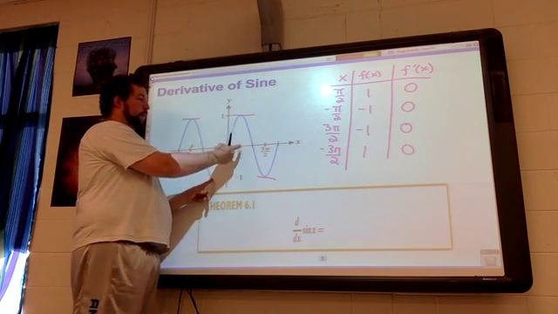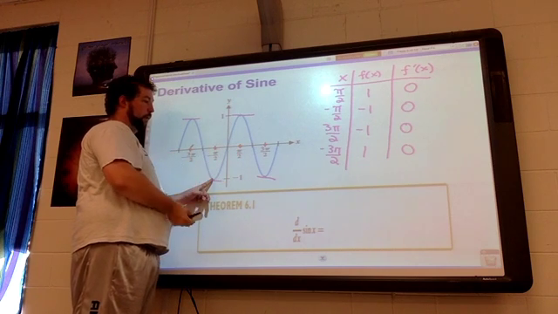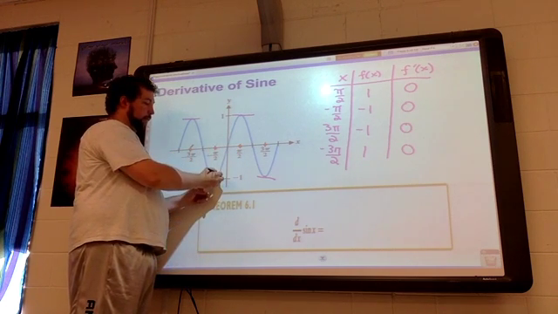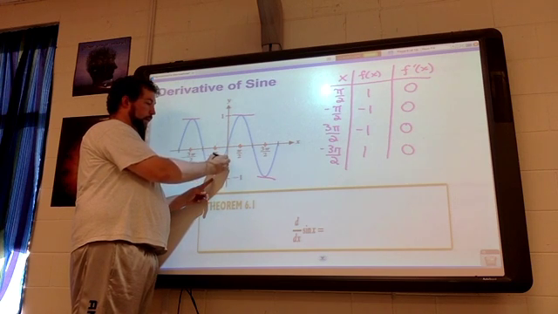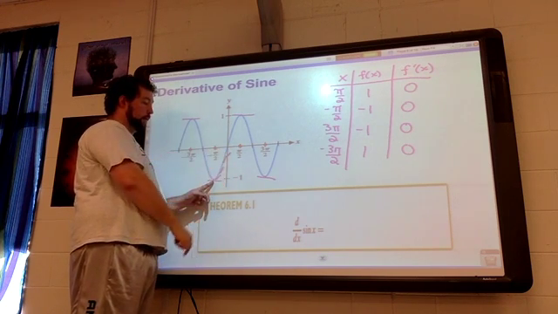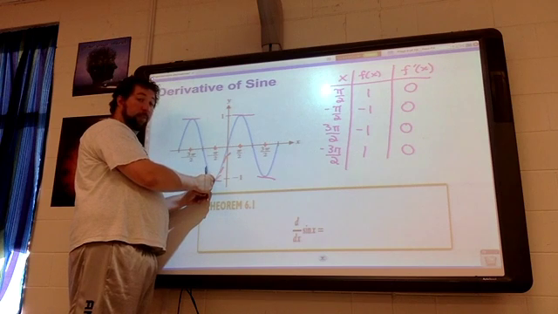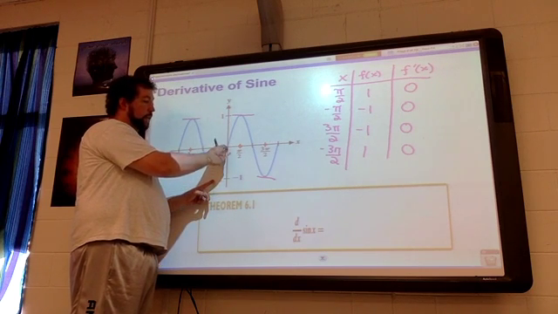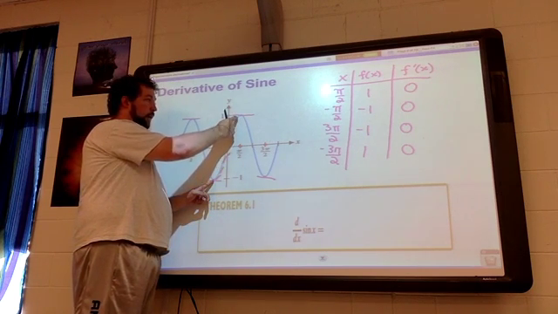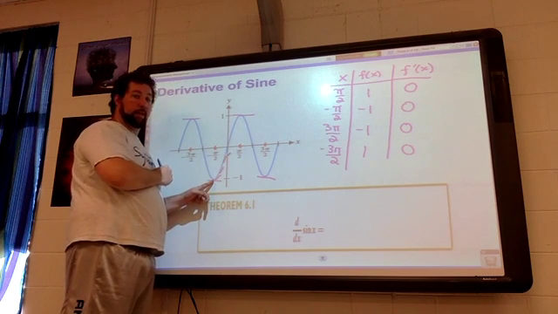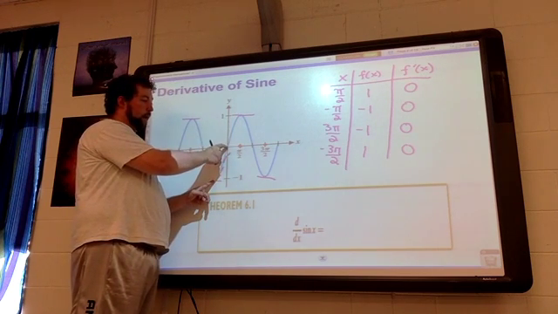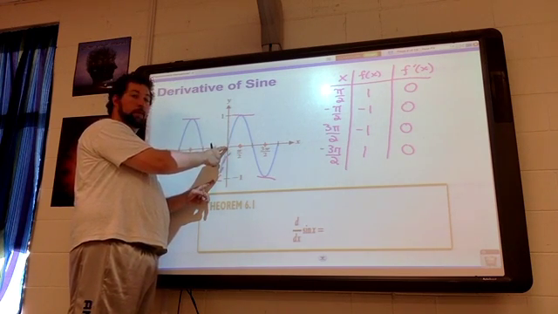Between negative pi over 2 and pi over 2, what is the slope of this graph? Well, it's positive. It's going up, but it's not quite as positive as it's going to get, and then not quite as positive until it gets back to 0. In fact, right here at 0, the slope is actually going to be 1.